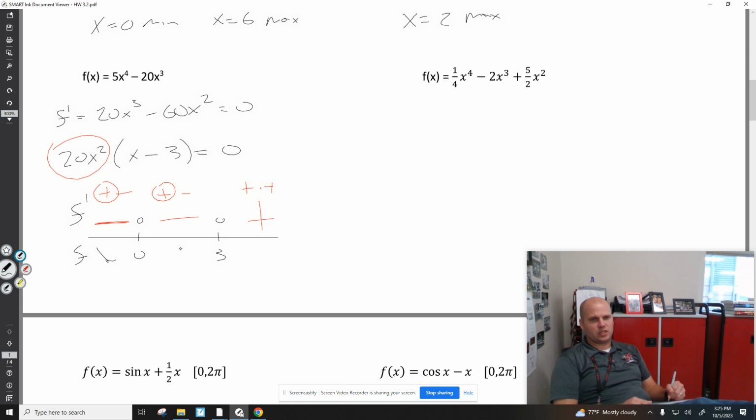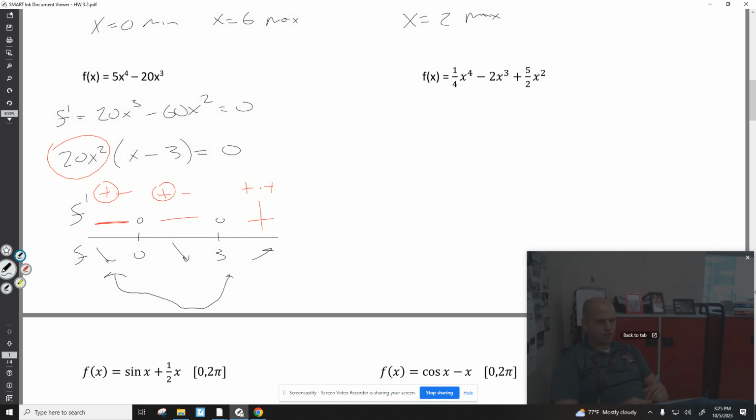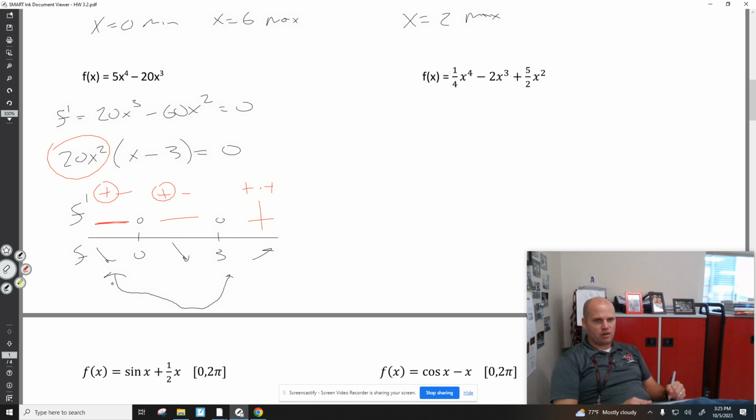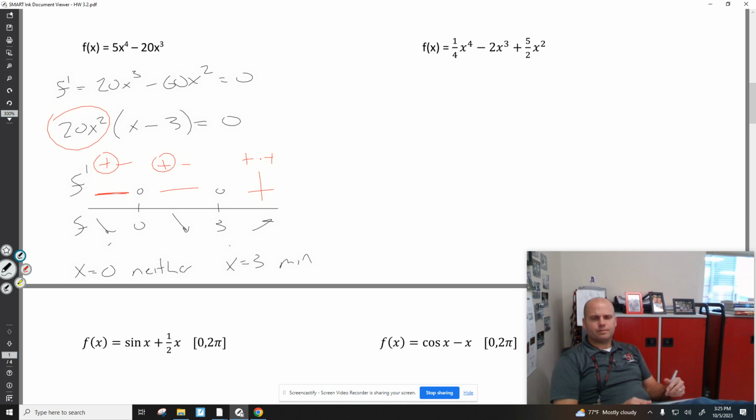F decreases, flattens out, decreases, increases. So we have a situation where we come down, flatten out, come down, come back up. We're being a human graphing calculator. X equals 0 is a neither. And x equals 3 is a min. Let's see what we got here.